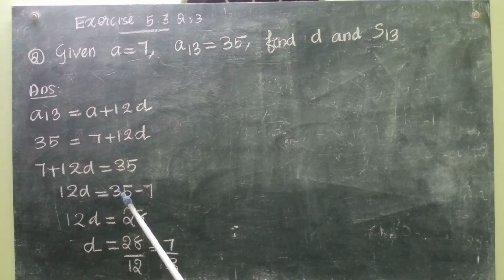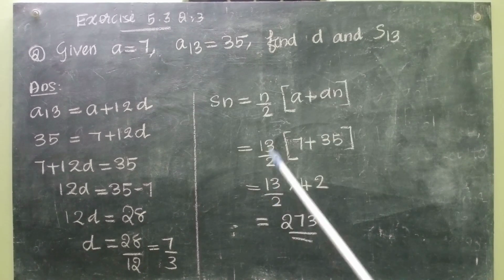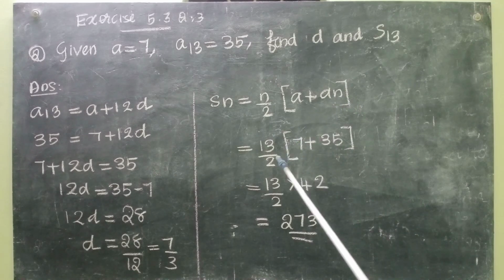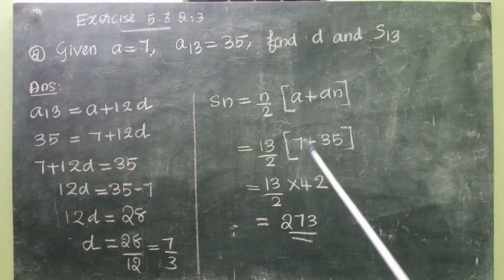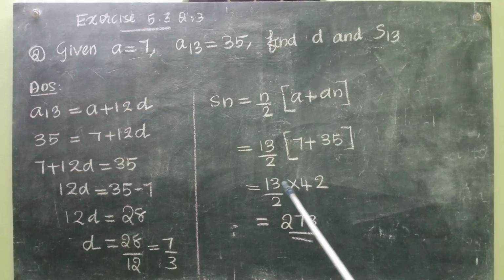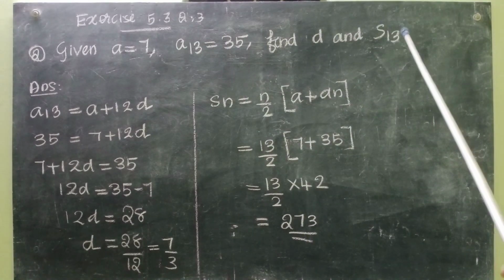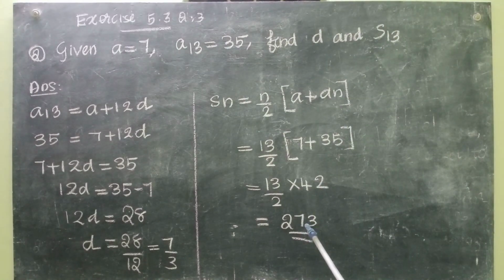12d = 35 − 7. That is 12d = 28. d = 28/12, that is equal to 7/3. We cancelled it by 4. Sn = n/2 × (a + an). That is equal to 13/2 × (7 + 35). That is equal to 13/2 × 42. That is equal to 273. Therefore, S13 = 273.